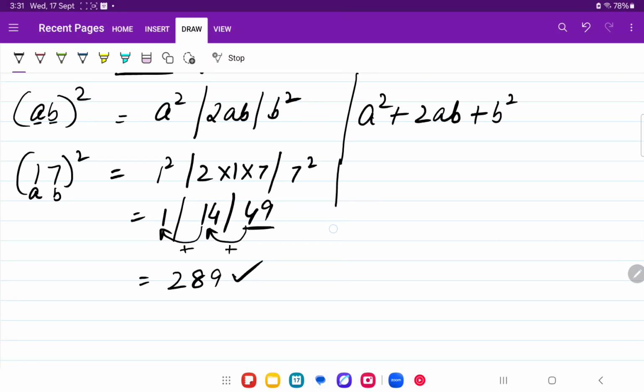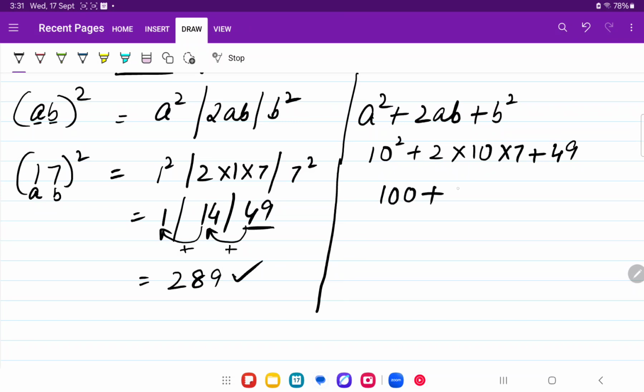Now suppose you are using this formula. In this one, what do we do? We take the digit with its place value. What does it mean? A is in the tens position. So when you say 17, 17 is 10 plus 7. So we write it as 10 square plus 2 into 10 into 7 plus 49. Now 10 square is 100 plus 140 plus 49. The answer is 289. You are getting the same number, right?